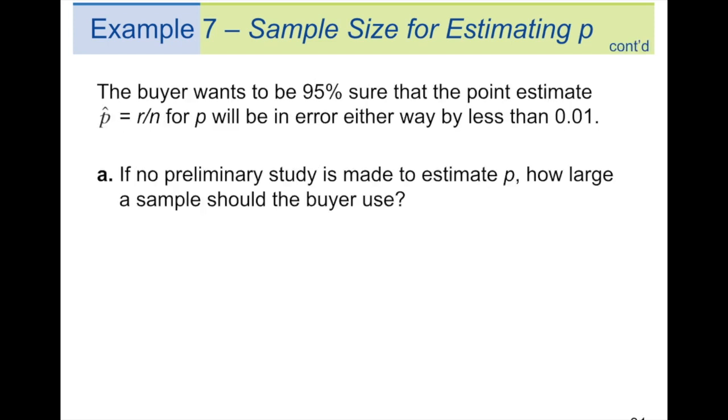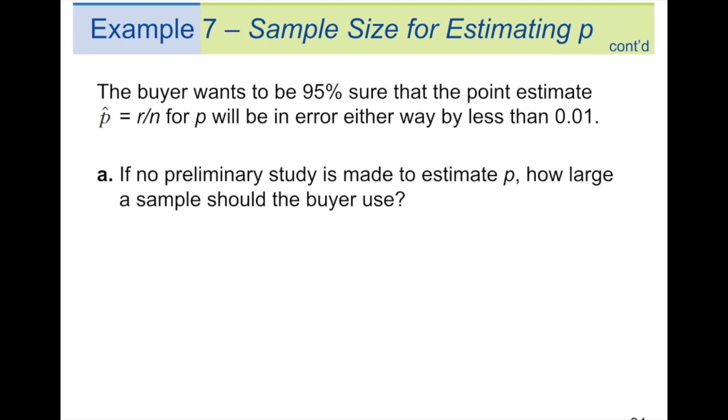The buyer wants to be 95% sure that the point estimate p hat equals r over n for p will be in error either way by less than 0.01. If no preliminary study is made to estimate p, how large a sample should the buyer use?